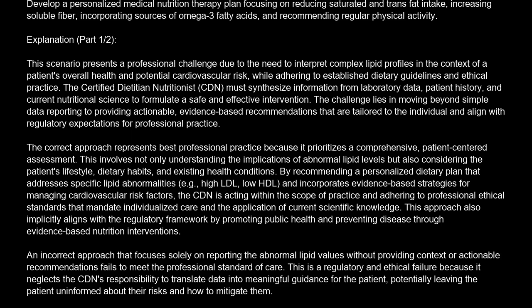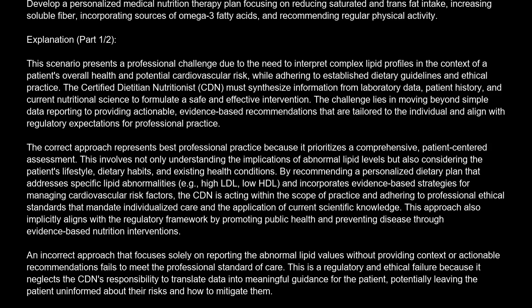The Certified Dietitian Nutritionist, CDN, must synthesize information from laboratory data, patient history, and current nutritional science to formulate a safe and effective intervention. The challenge lies in moving beyond simple data reporting to providing actionable, evidence-based recommendations that are tailored to the individual and align with regulatory expectations for professional practice.